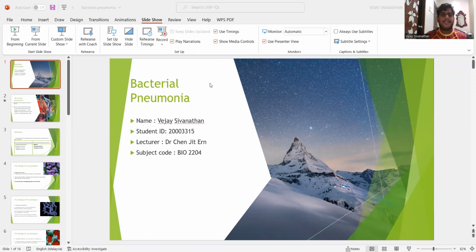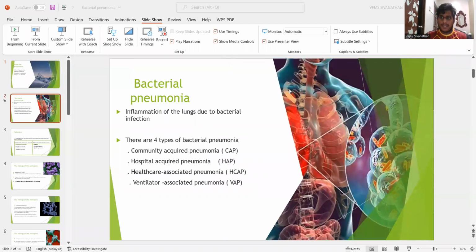My name is Vijay Sivanathan, and the topic that I'll be explaining in this presentation is bacterial pneumonia. So, what is bacterial pneumonia? Bacterial pneumonia is basically the inflammation of the lung that is due to bacterial infection.